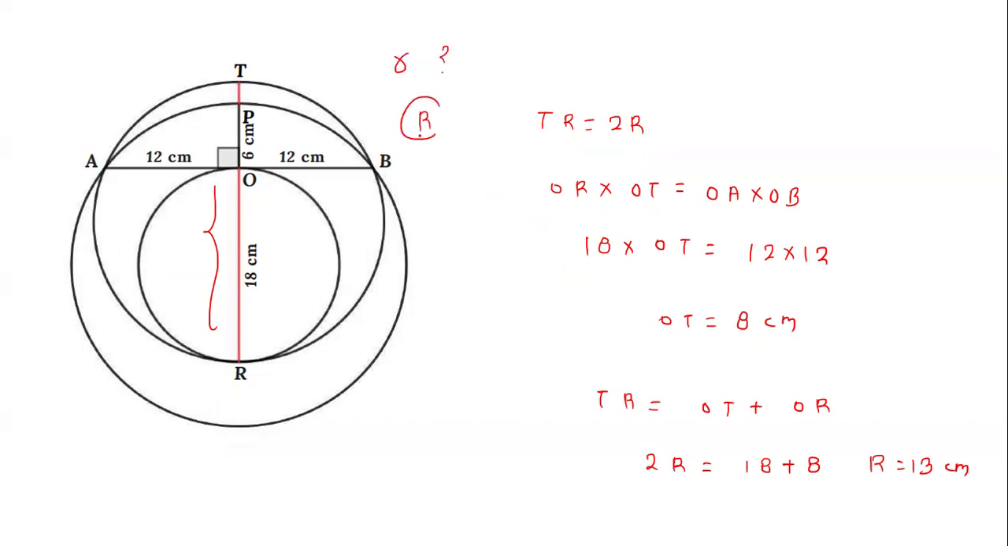The remaining is the capital R, which is the radius of this circle. So now you again see this circle and this circle. Now you see these two circles. This is the one chord which is TR, and this is the other chord which is AB.